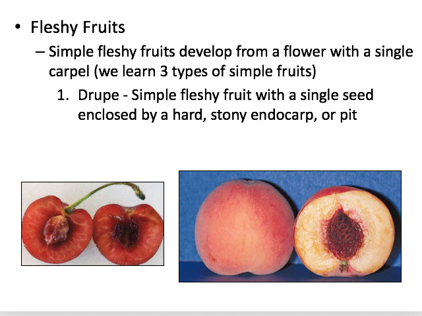The first is a drupe. It's a simple fleshy fruit with a single seed enclosed by a hard, stony endocarp. So for these, things like cherries and peaches with that big seed in the middle, well, that is a drupe.